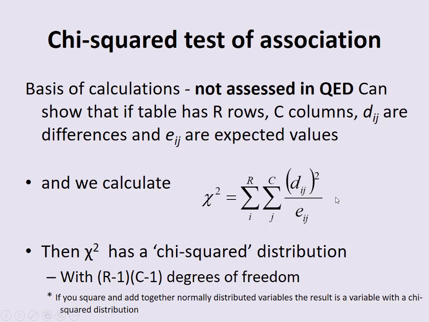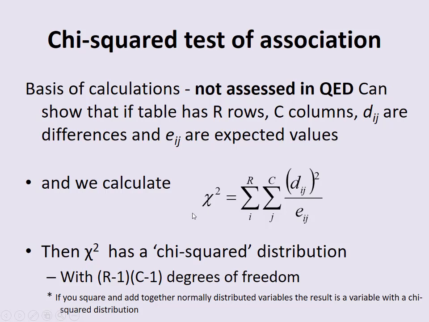So what you do is basically this is saying you get all the differences that I showed you, square each difference, and divide by the expected value for that cell, and just add. This means just add the whole bunch up. So add all the squared differences divided by the expected value, add the whole bunch up. That gives you a number called chi-squared, a capital Greek letter.